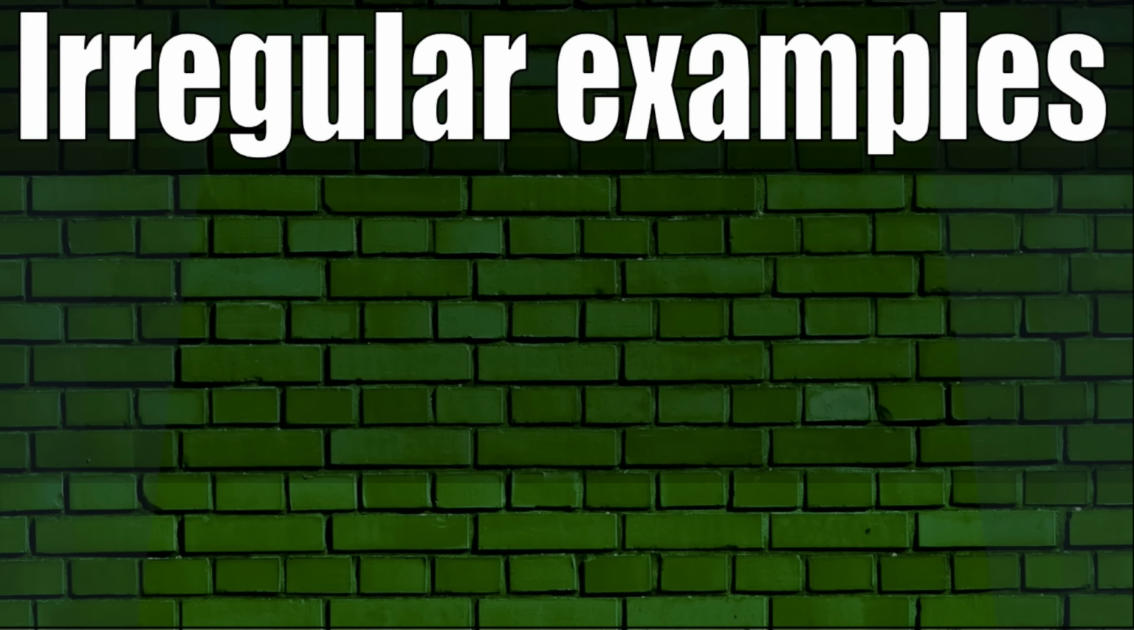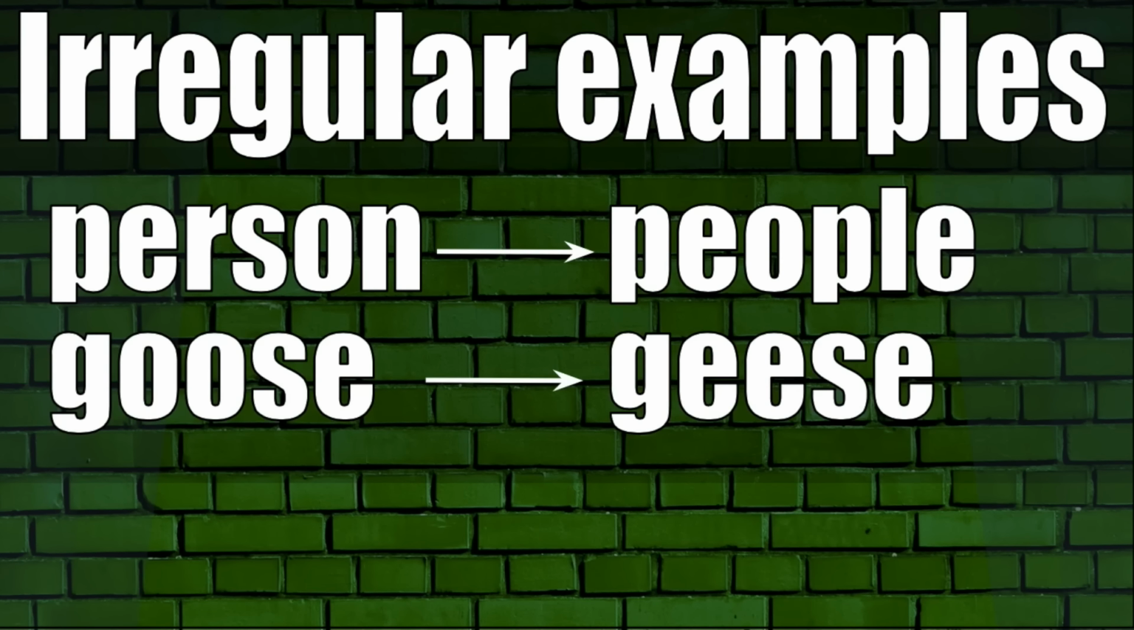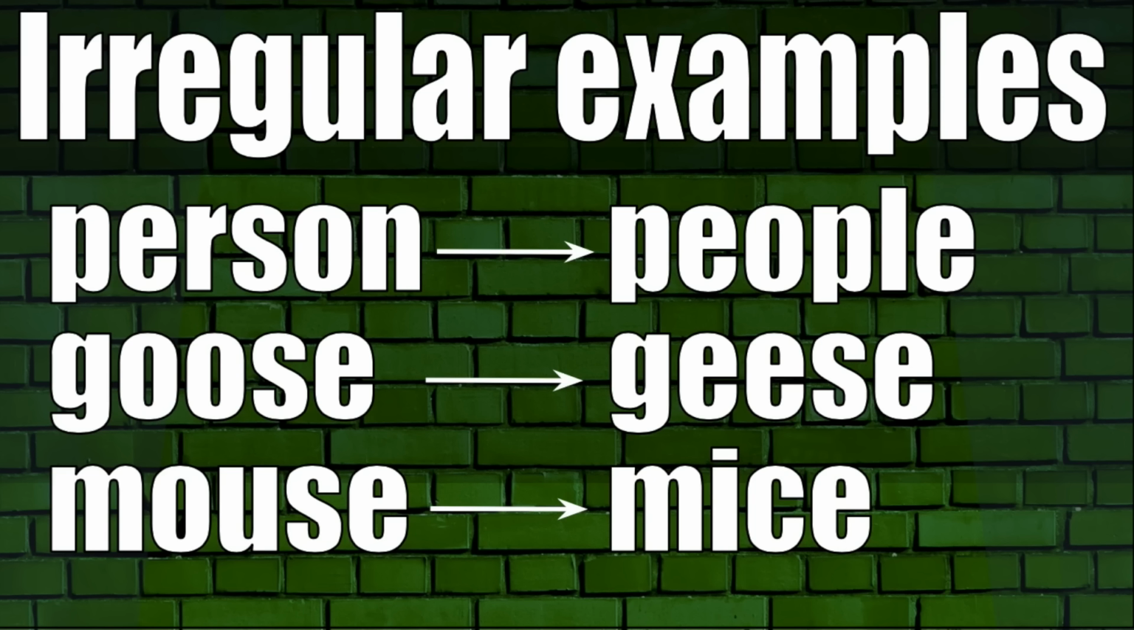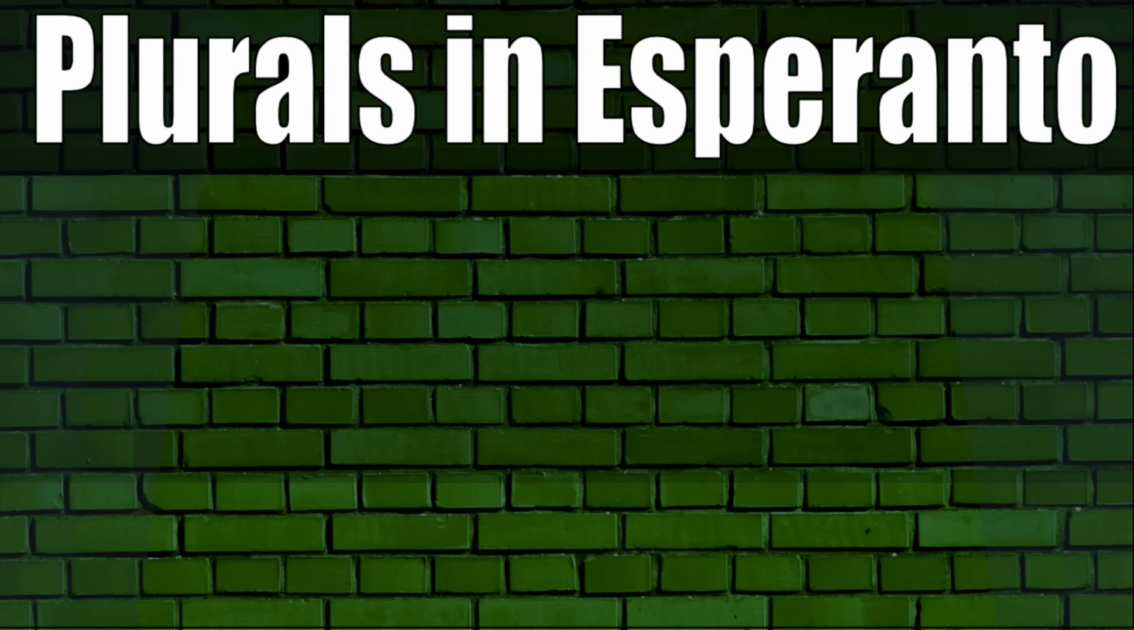Here are a few irregular examples. The plural for person is people. The plural for goose is geese. And the plural for mouse is mice. So these don't follow the standard s-es rule in English. But Esperanto is much simpler and much easier.